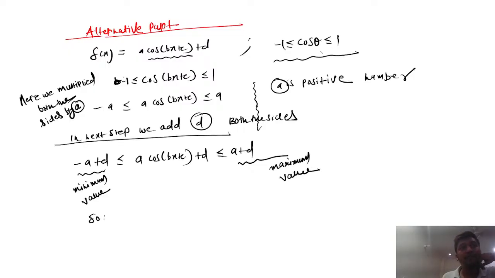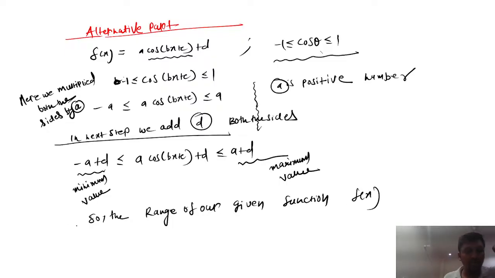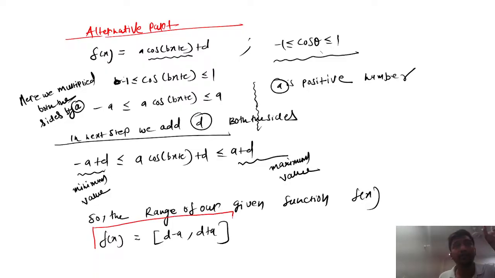So the range of our given function f(x) is again the closed interval [d minus a, d plus a], which is the final solution. Okay, so we have discussed two approaches of solving one question. Two different approaches of solving the same question. Okay, and this is the final solution.